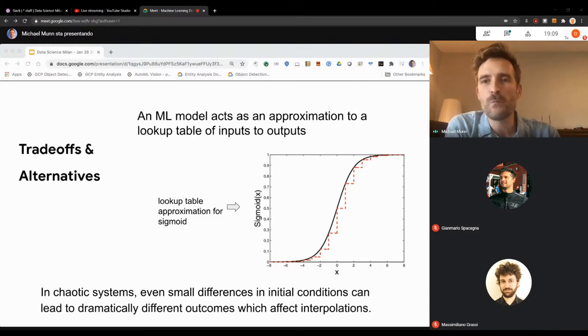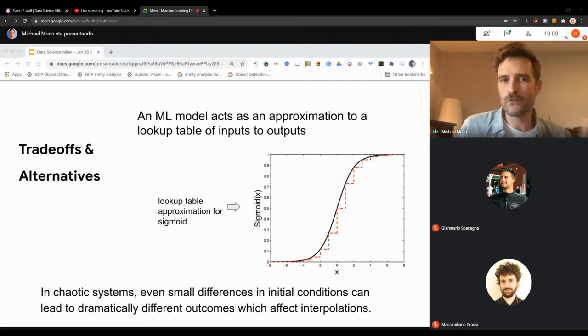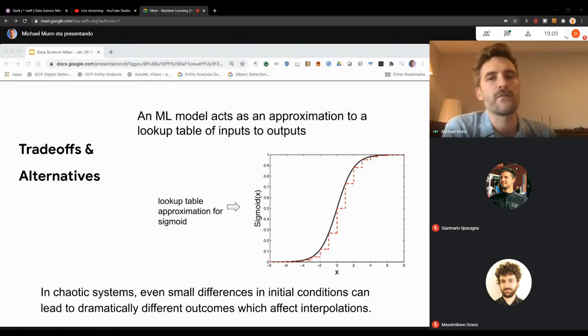When the lookup table is small, don't use machine learning. If your domain is small and your problem is contained, then just use a lookup table, because really we're using machine learning as a way of approximation. It's when that lookup table becomes too unwieldy or too large, or the compute time to actually do a lookup is so long, that you might think about using a machine learning model to approximate that lookup table.